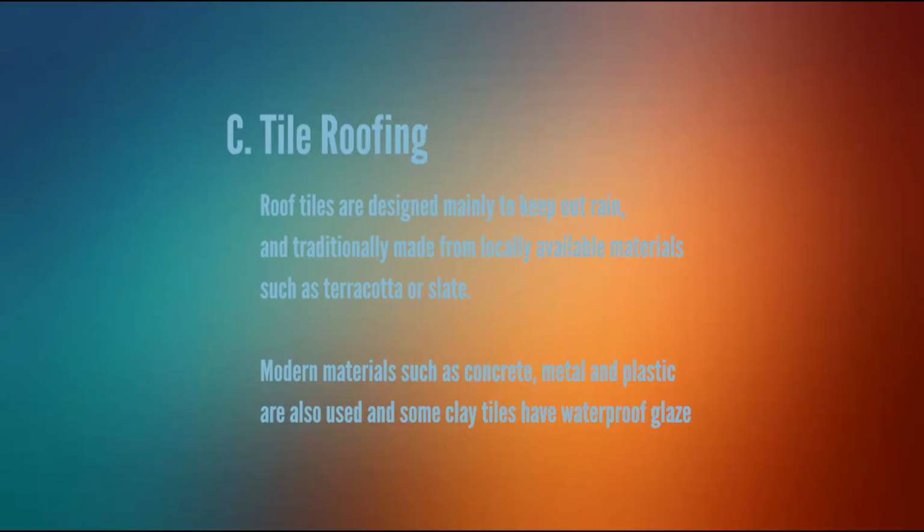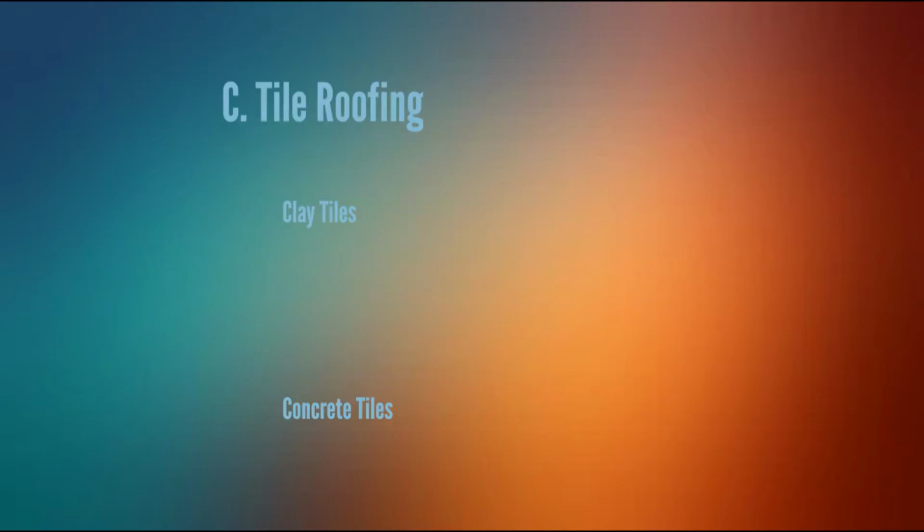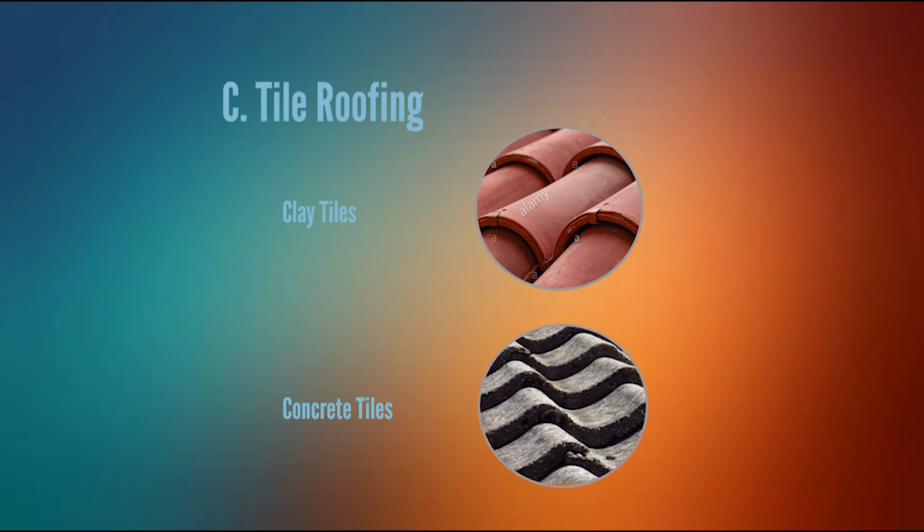Tile roofing. Roof tiles are designed mainly to keep out rain and traditionally made from locally available materials such as terracotta or slate. Modern materials such as concrete, metal, and plastic are also used, and some clay tiles have waterproof glaze. Under tile roofing are clay tiles and concrete tiles.